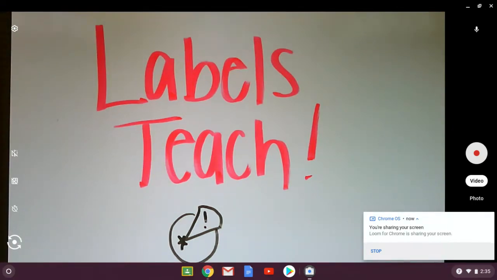Hello, friends, and welcome back for your second dose of Labels Teach. So this week you will now be researching England. And in nonfiction, we're noticing that authors often use labels to help support the facts in their text.